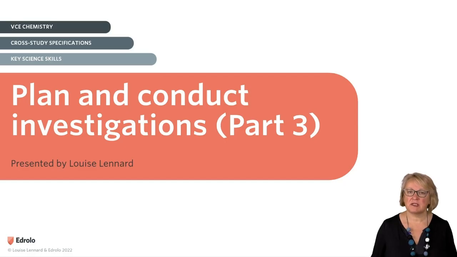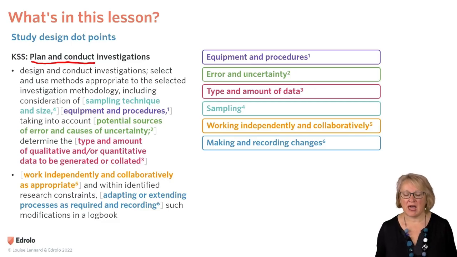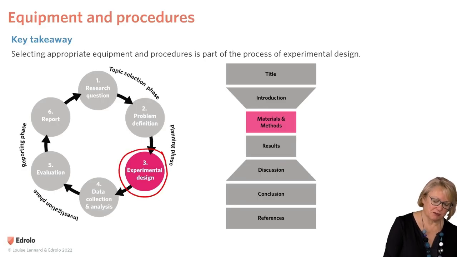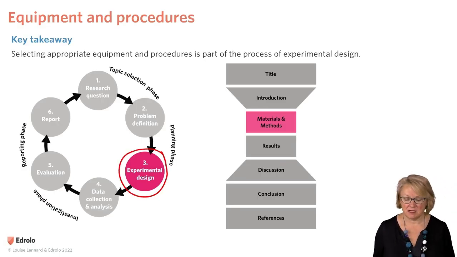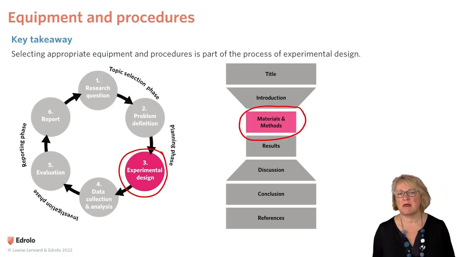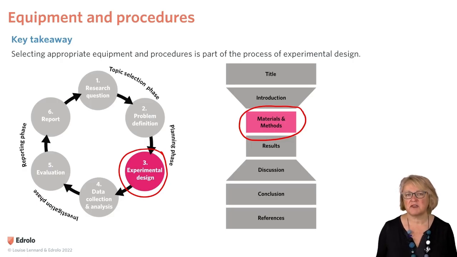So this lesson, we're going to look at part 3 of planning and conducting investigations. So we're going to continue looking at planning and conducting investigations. This time we're going to look at equipment and procedures, error and uncertainty, the type and amount of data, sampling, how to work independently and collaboratively, and how to make and record changes. So we're still at the experimental design phase of the scientific method. And what we're looking at are the corresponding materials and methods that you'll write about in a scientific report or a poster.